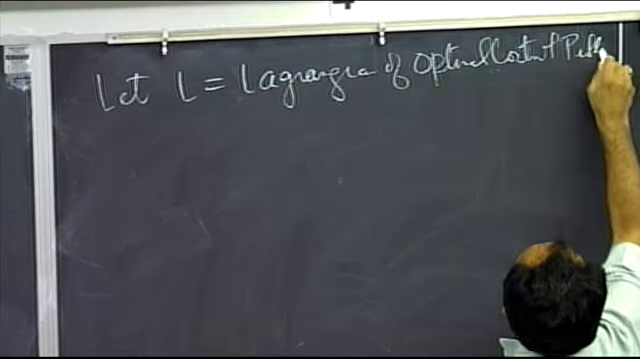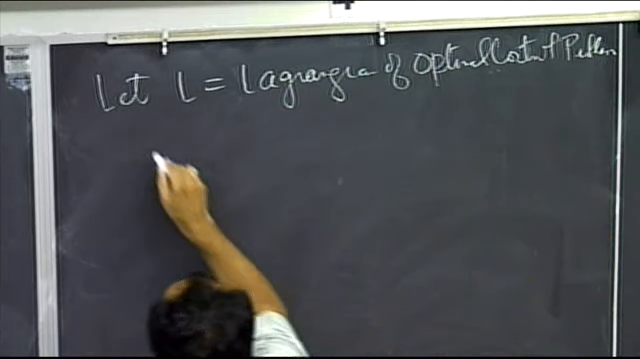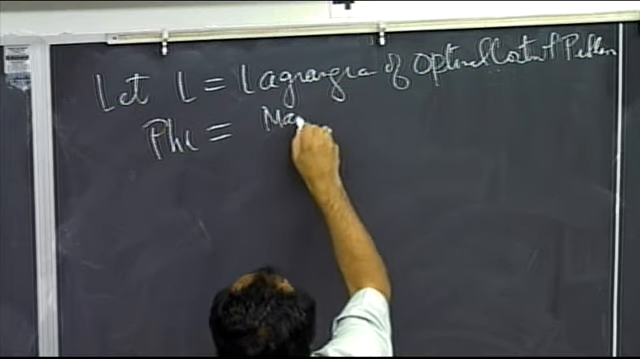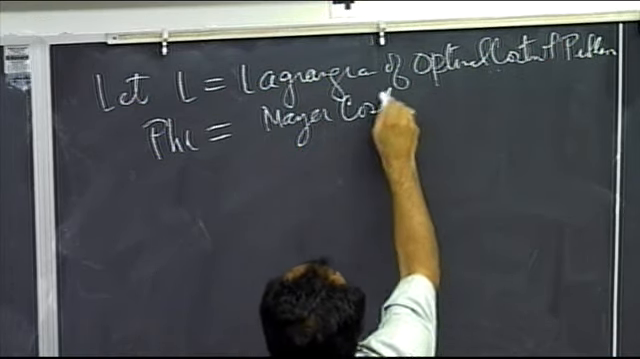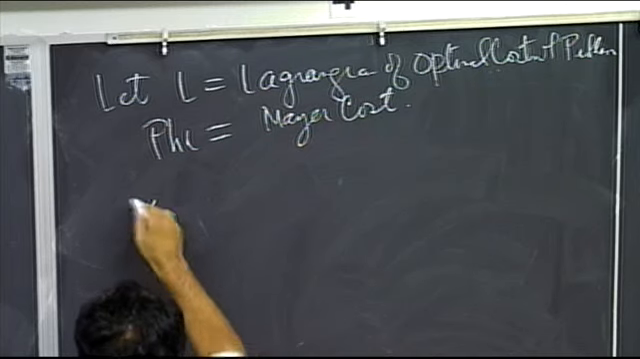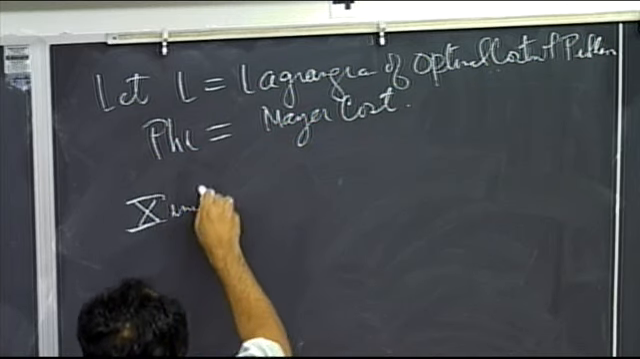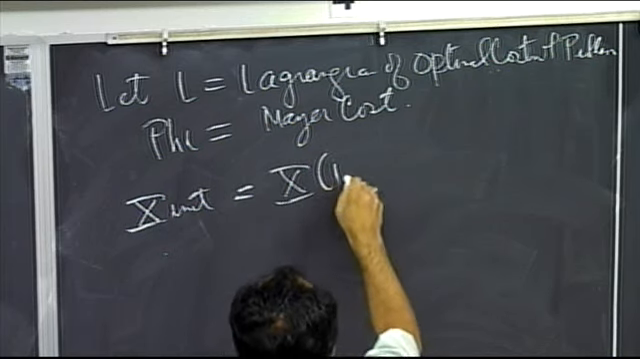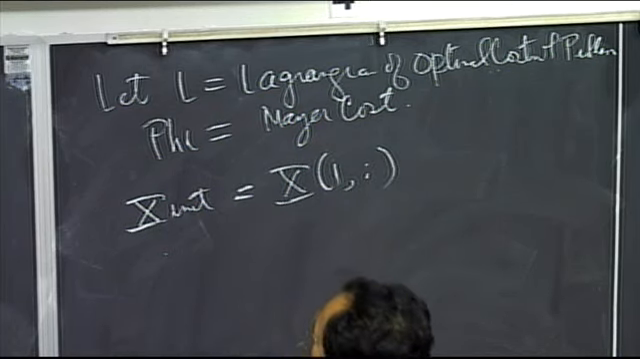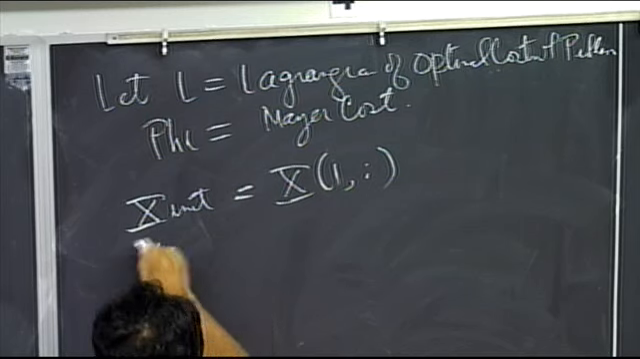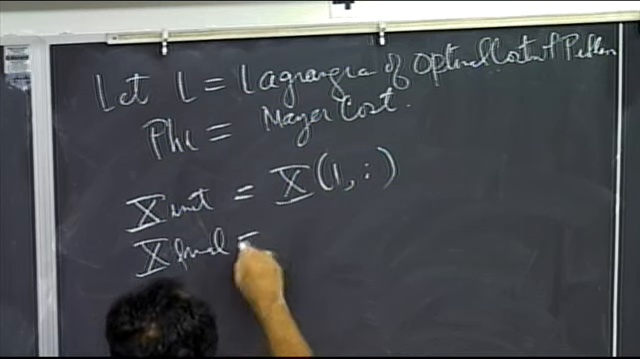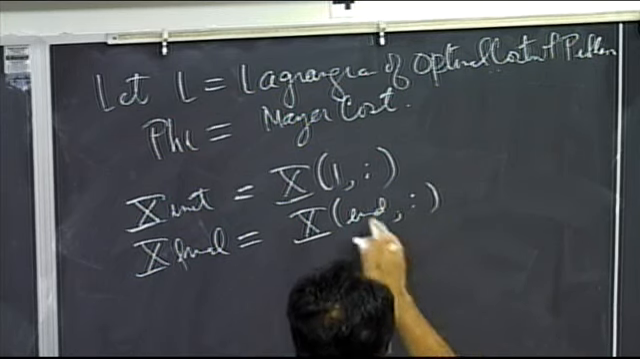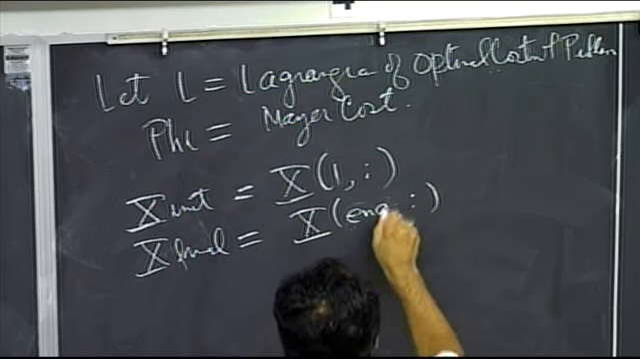And we're going to let phi equal the Mayer cost. So what you do is you say, well, x init, which is my initial value of the state, is going to be x 1 comma colon. It's the first value of the state. X final is going to equal x end comma colon. That's an n, E, N, D.